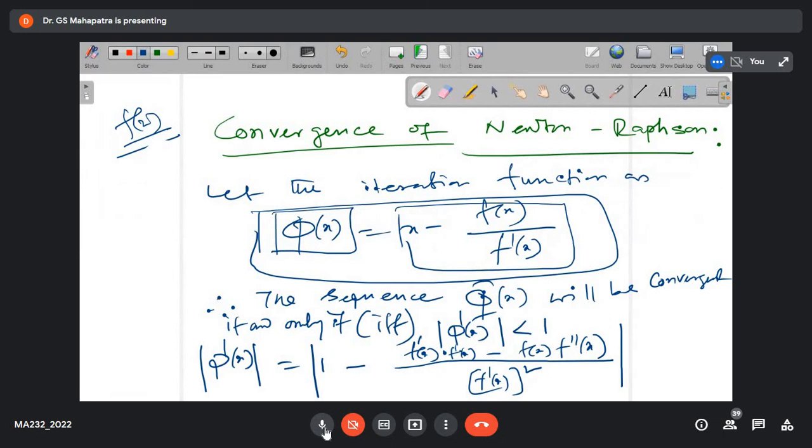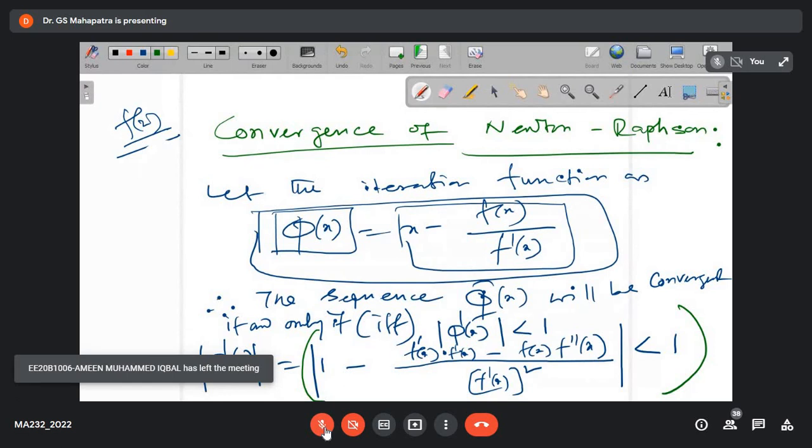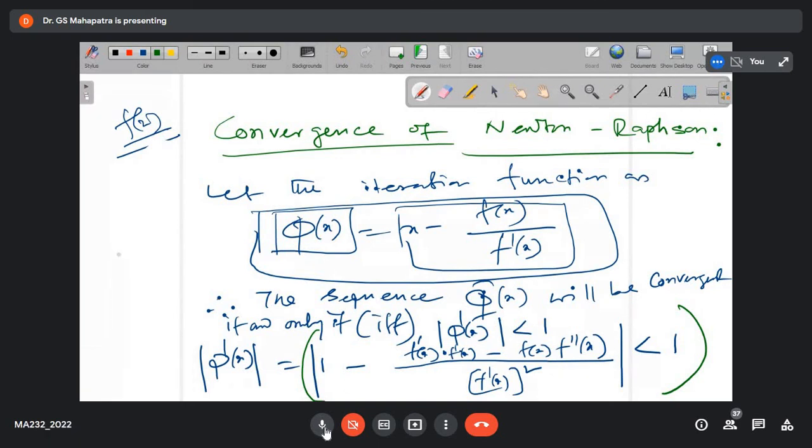Now this one we know is less than 1. Just do some simple modification and you will get one relation from this part. Can you answer what you are getting from that green part? The modulus of f of x into f double dash x divided by f dash x whole square is less than 1. What is that ultimate condition? You will get a very simple expression.